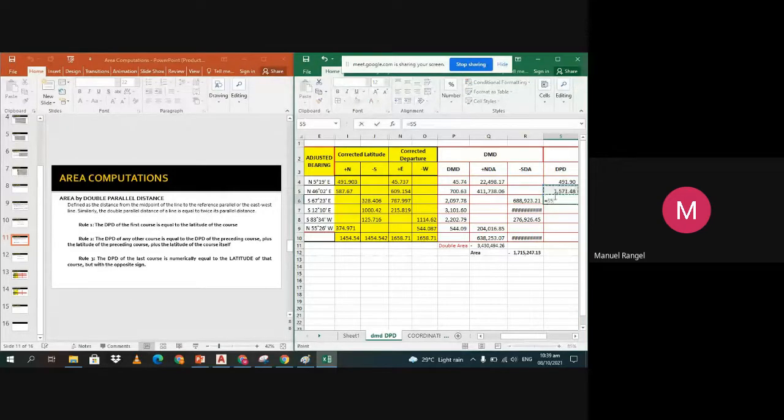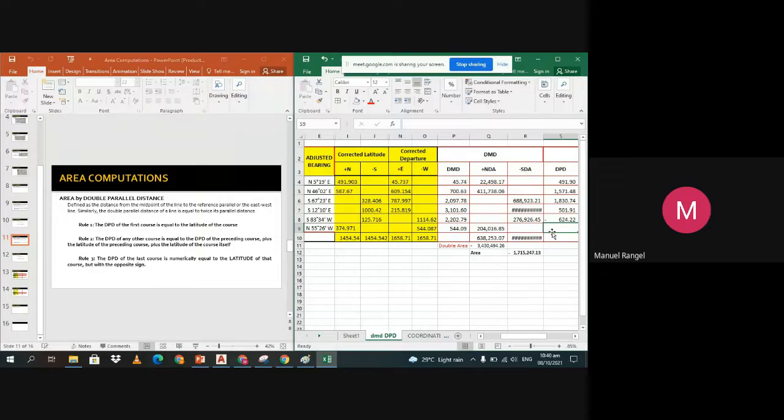So 5,700, 57.48, plus the latitude minus the latitude of the course itself. Okay. So that is the DPD of the preceding course minus the latitude of the preceding course minus the latitude of the course itself. Okay, next, equal to the DPD of the preceding course minus the latitude of the preceding course minus the latitude of the course itself.